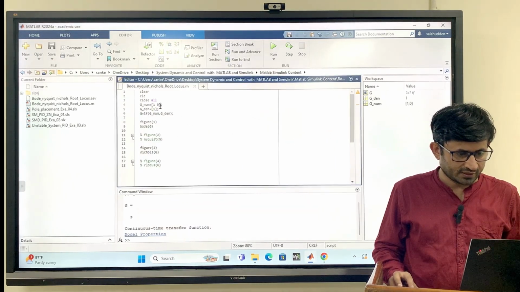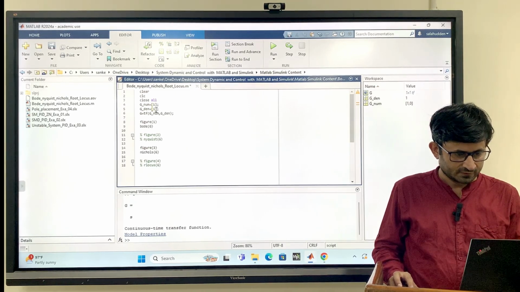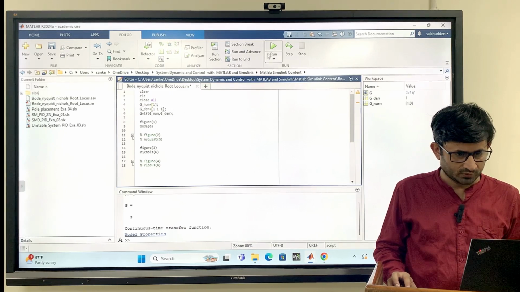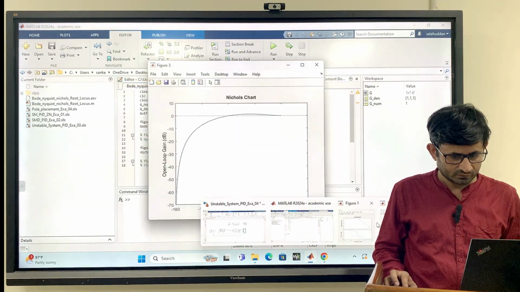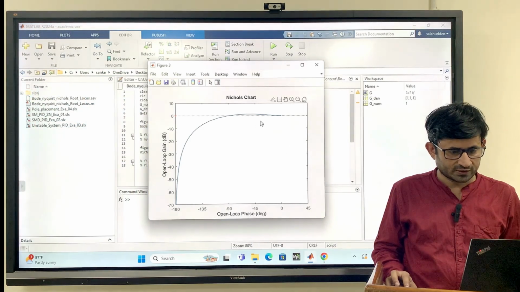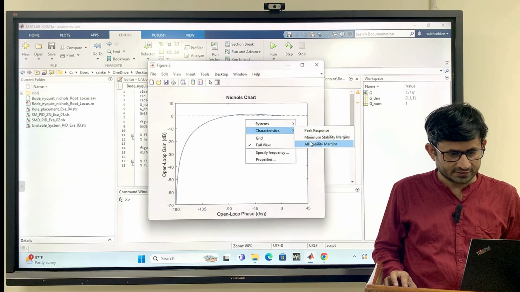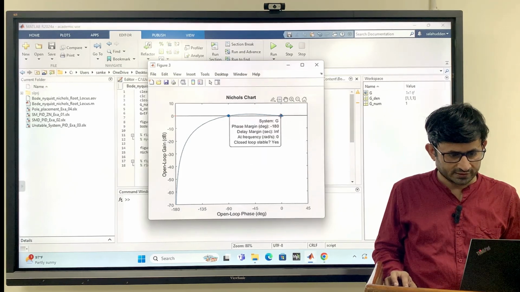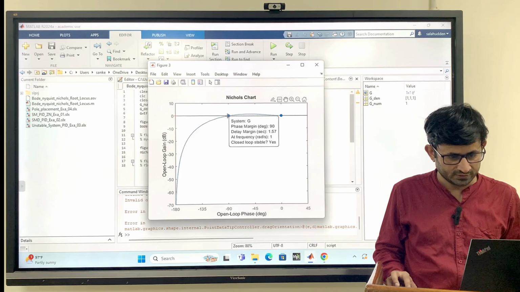Similarly, you can draw for a spring mass system also. You can take m equal to 1, c equal to 1, k equal to 1, and you can see the Nichols plot at each and every frequency. If you click on all stability margins, you will be able to see what sort of phase margin you have, and whether your closed loop system is stable or not.